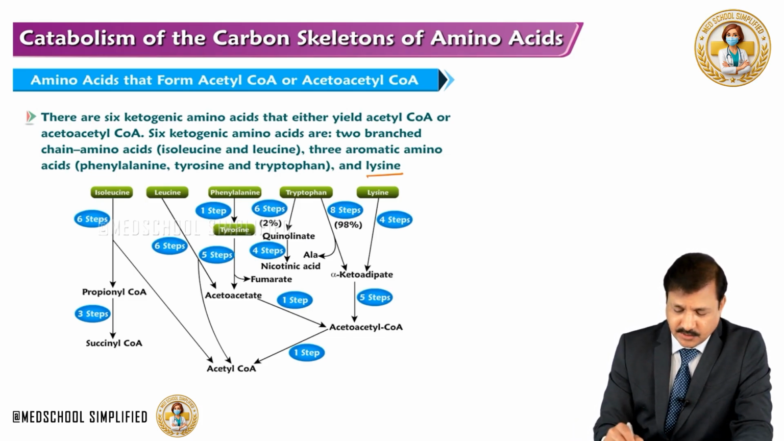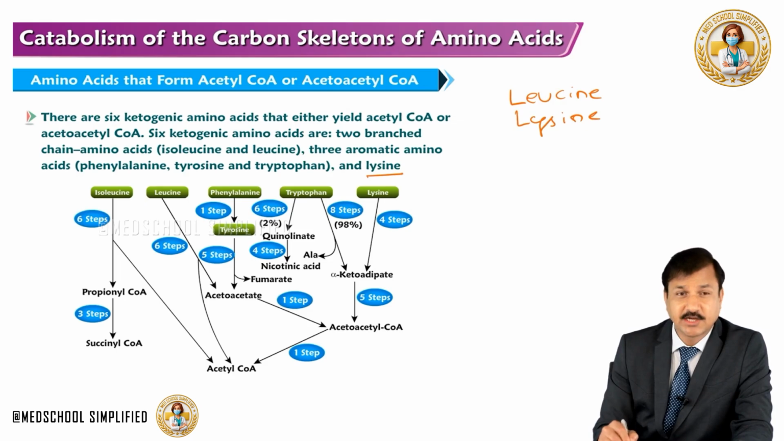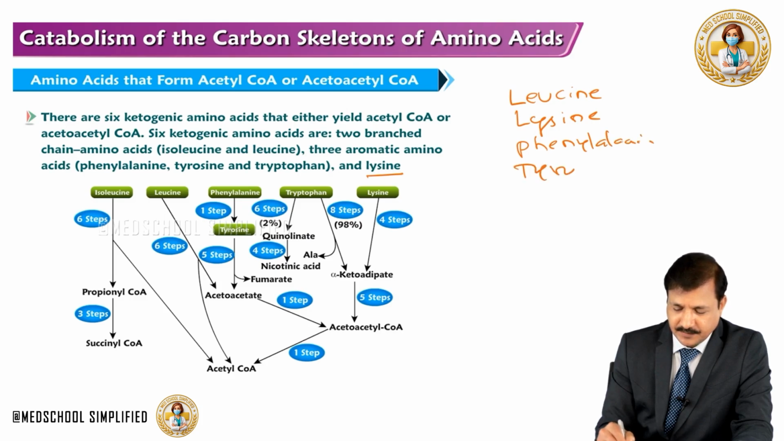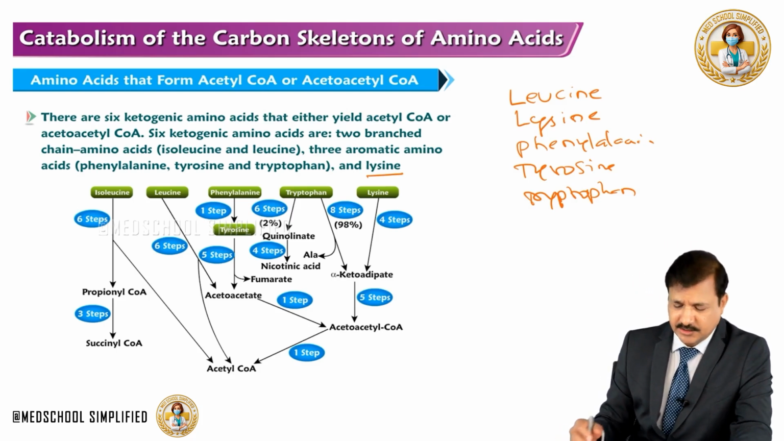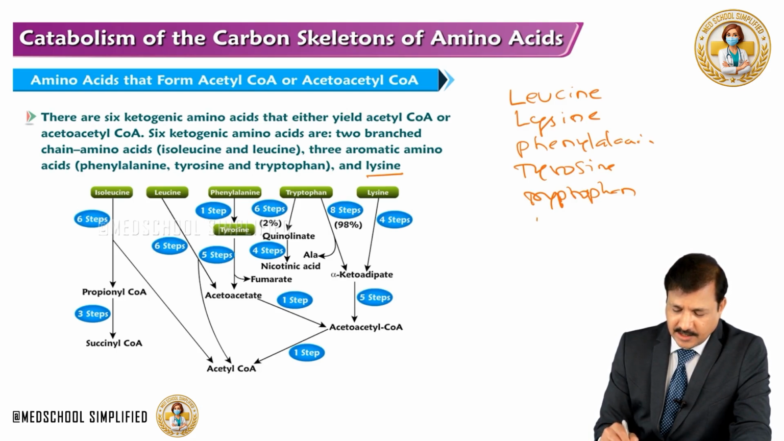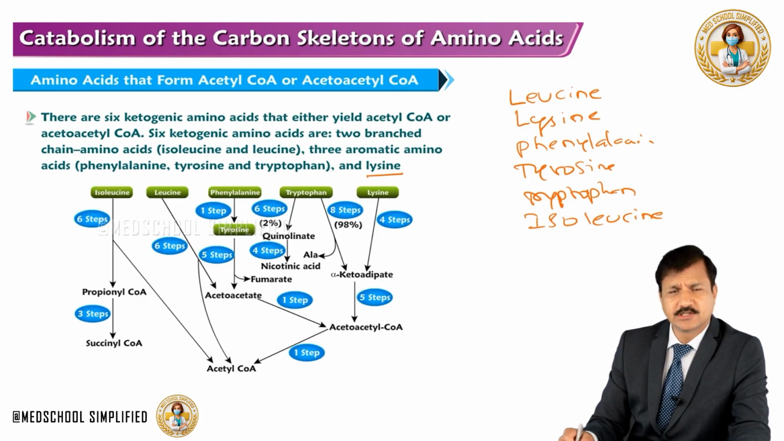Just to write them together here, we have leucine, which is a purely ketogenic amino acid, and lysine, also a purely ketogenic amino acid. Then we have 3 aromatic amino acids, phenylalanine, tyrosine and tryptophan. These 3 aromatic amino acids are both glucogenic and ketogenic, but here we will talk about the ketogenic aspect. And then isoleucine, a branched chain amino acid, which is both glucogenic and ketogenic.